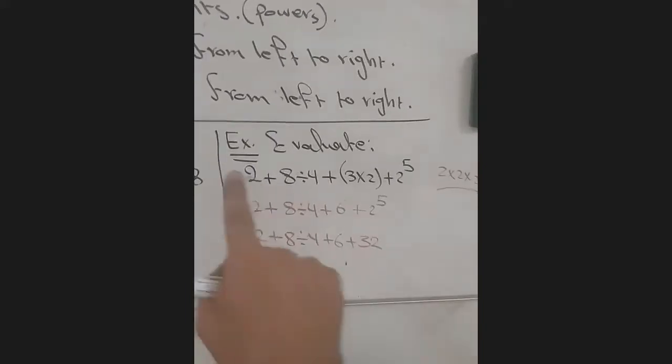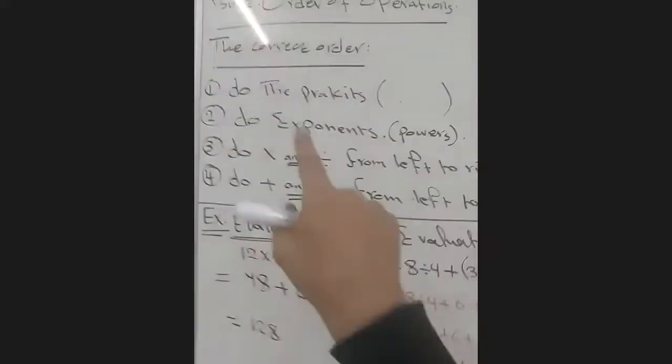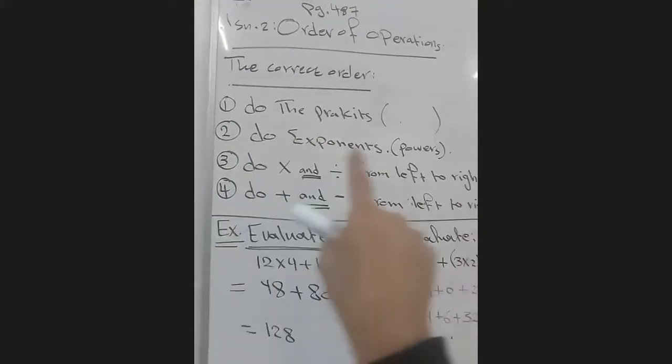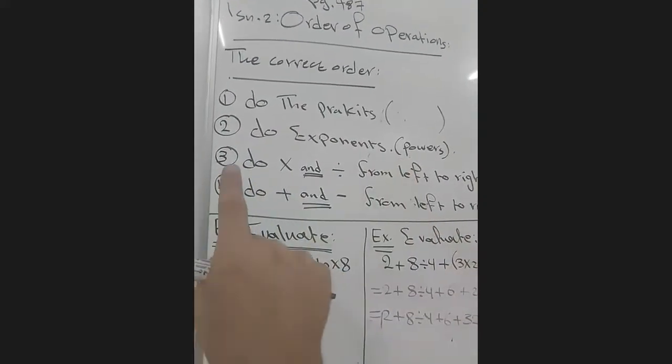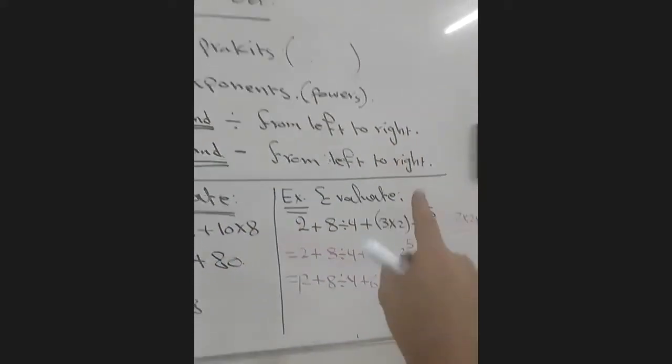Now, what's the first step? I did the bracket. The second step, I did the exponent. So I'm done with the first one and the second one. Now I'll go to step 3. Do multiply and divide from left to right.